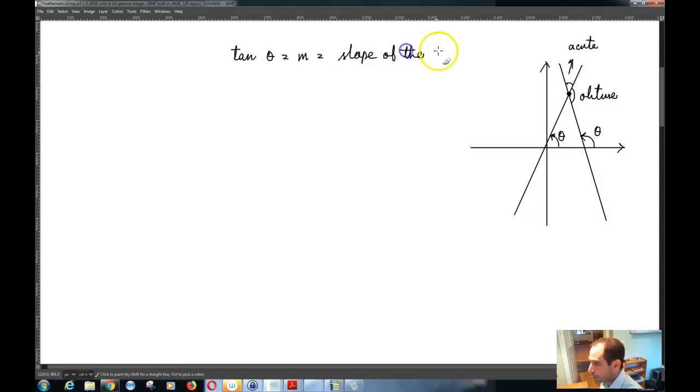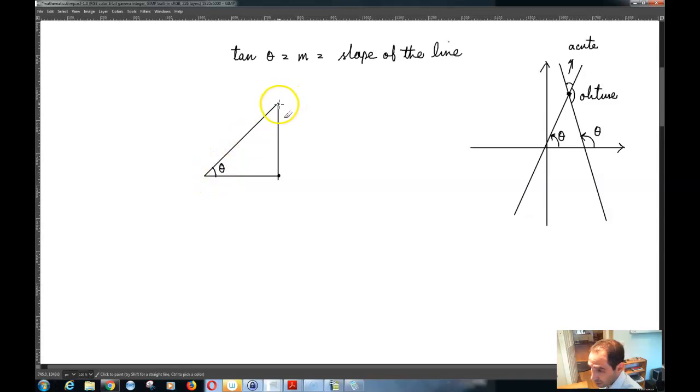The slope of the line. And what that means is that basically what this tangent of theta means, whenever you have, let's say, a right triangle, something like this, and in this right triangle, you have some angle theta over here.